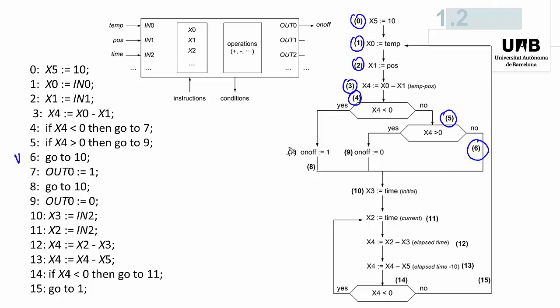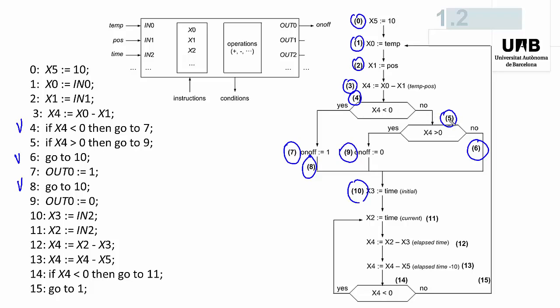We assign number 7 to this instruction. Then from 7 we must jump to instruction number 10. For that we use instruction number 8, go to 10. After that we had instruction number 9, so that the conditional jump 4 is the instruction: if x4 is smaller than 0, negative, then go to 7. In the contrary case, we go to 5.